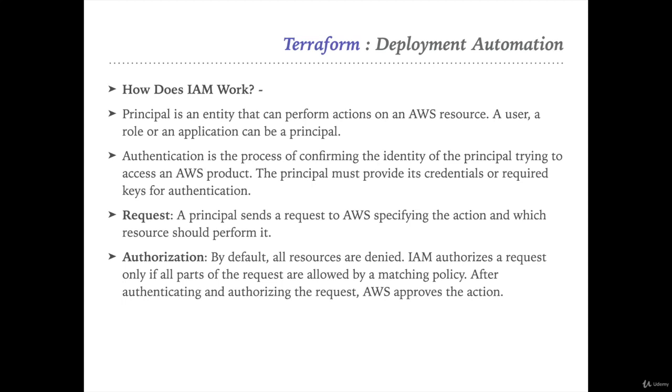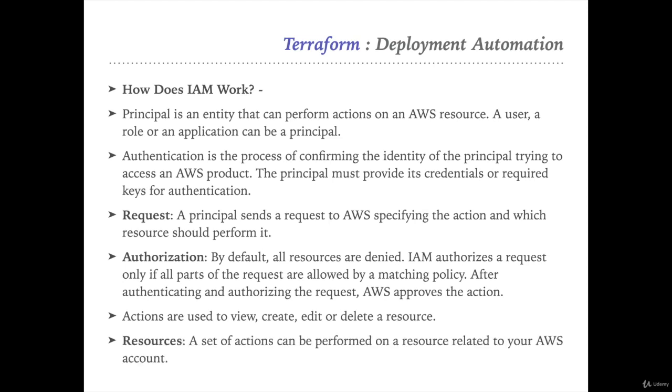After authenticating and authorizing the request, AWS approves the action. So once the authentication and the authorization are done, AWS approves the action which the principal wants to perform on the AWS resource. The next component of IAM is the actions. Actions are used to view, create, edit, or delete a resource in AWS. And the last component is the resource. A resource is something on which a set of actions needs to be performed.